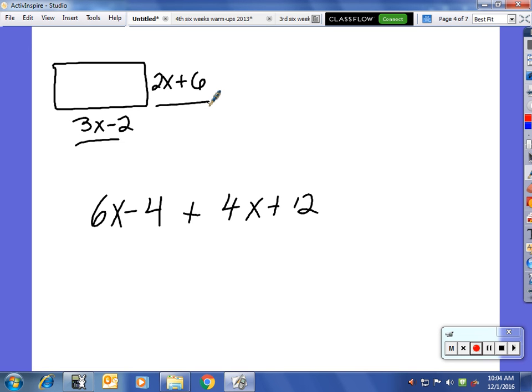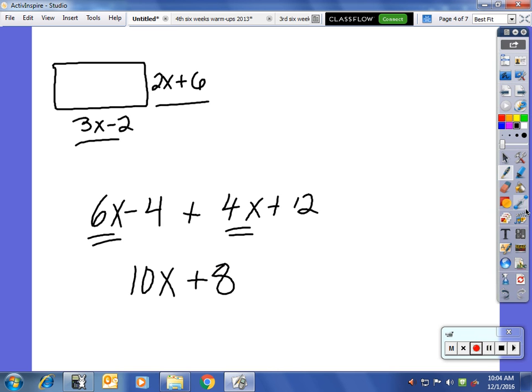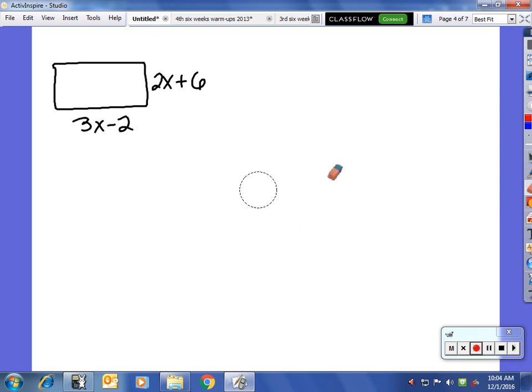Yeah, they didn't finish. You got to add up all your sides. All the like terms have to get put together. The final answer here should have been 10x plus 8. You just add up all of the sides. Okay, so that was 1 and 2. Number 3 and 4 were the circle problems.